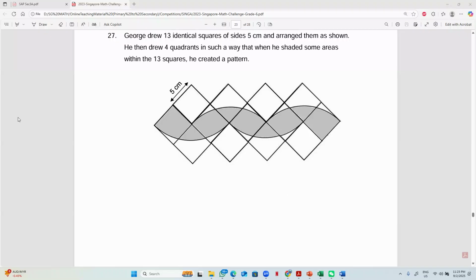So let's recall the formula of a circle. The area of a circle is pi r squared. Now, since this is a competition question, if we're going to rearrange these 13 squares, it's kind of tedious and kind of impossible. So rearranging is out of our list. Then as usual, whenever we have no idea how to solve it, you just simply draw a line.